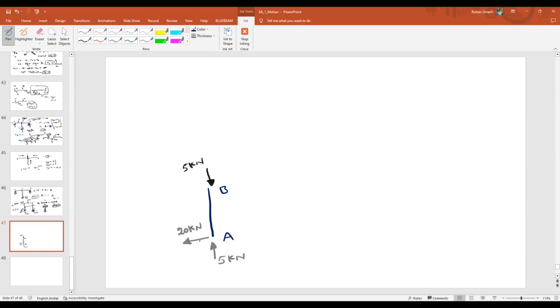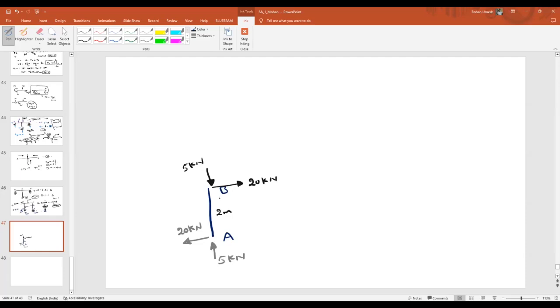And if the 20 kilonewton force is acting on the left and right side, then what should be the value here? Let us say this length is 2 meters. Look at the 20 kilonewton here. Which forces are creating the couple, the 5 kilonewton force or the 20 kilonewton force? The 20 kilonewton force, right?